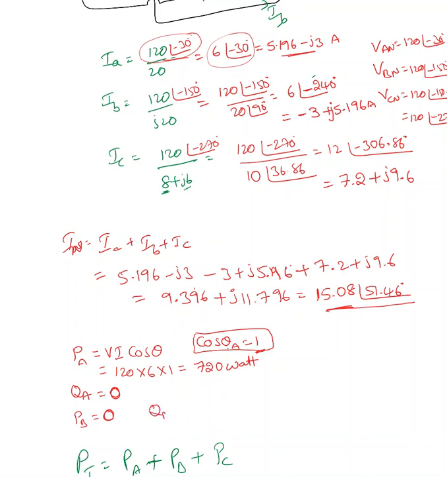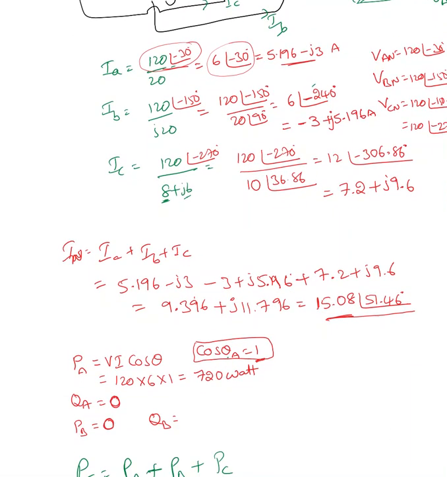Now for QB, there will be some QB because of the reactance. That value is 120 times the current passing through it, 6 amperes, times sine theta. Sine theta B must be 1, because the phase angle between VBN and IBN is exactly 90 degrees. So sine theta B equals 1, and we end up with 720 volt-ampere reactive.